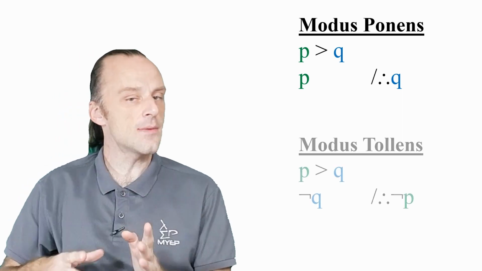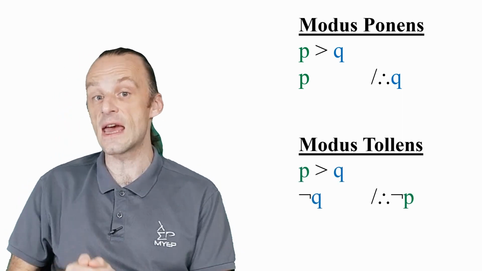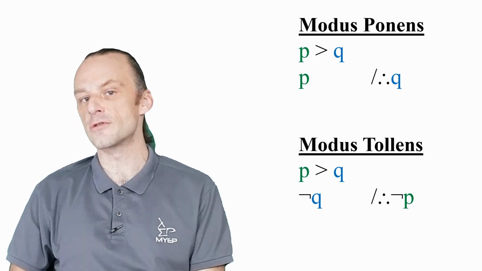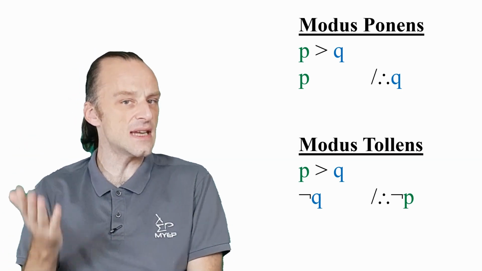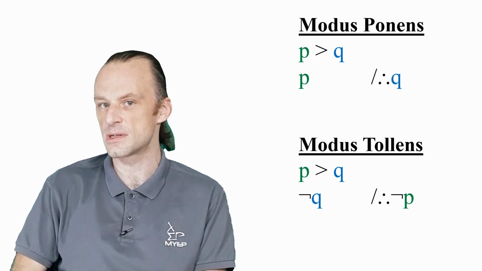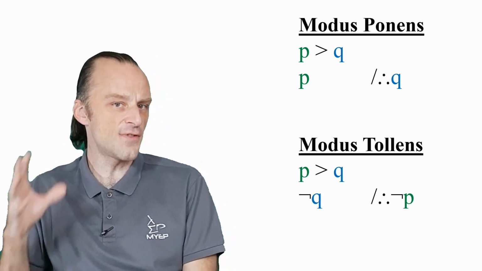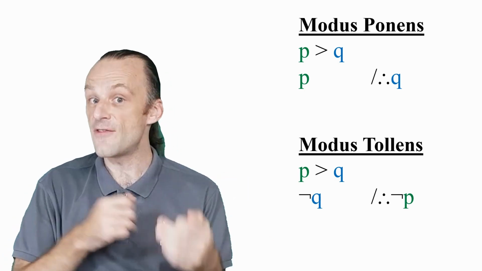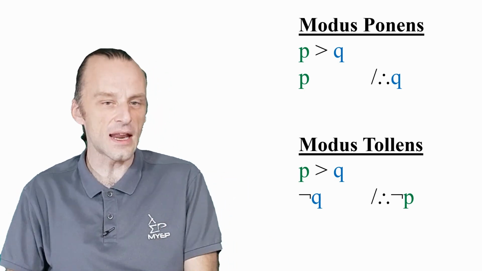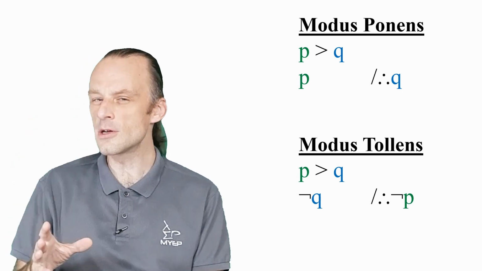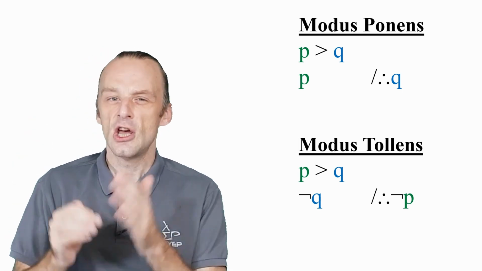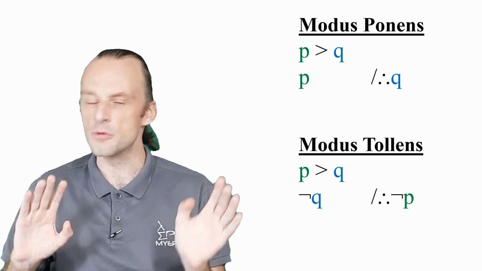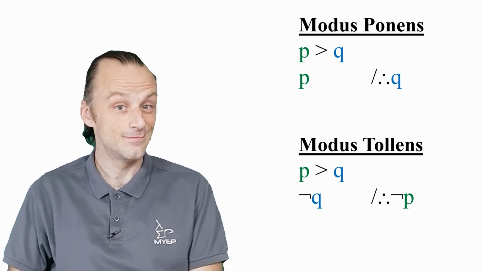Now here in the same form we can see modus ponens again and its brother modus tollens. These are basic rules of inference that demonstrate the relations of necessary and sufficient conditions. Modus ponens shows the sufficient relation. P is a sufficient condition for Q. If you have P, then you certainly have Q. Modus tollens shows the necessary relation. Q is a necessary condition for P. If you don't have Q, you can't have P.